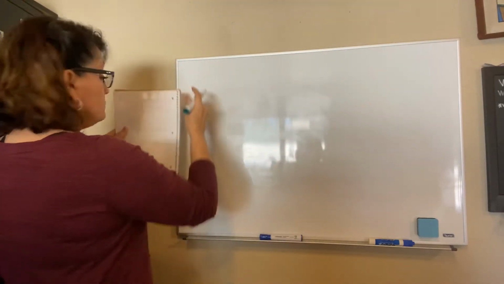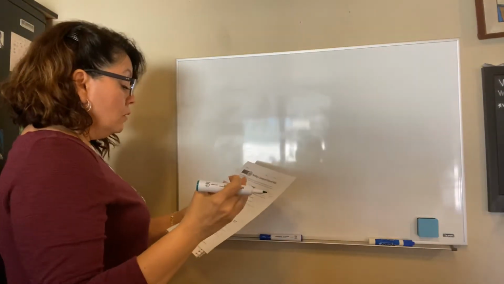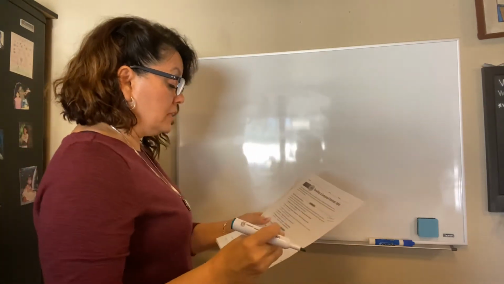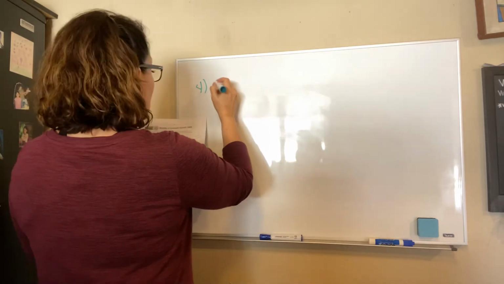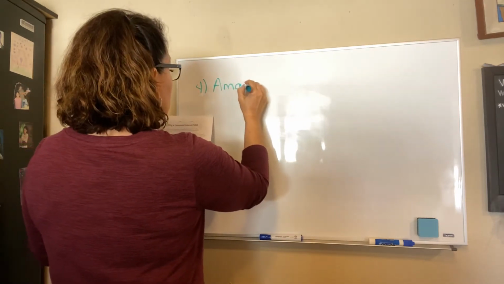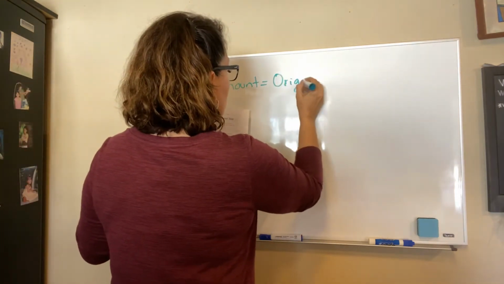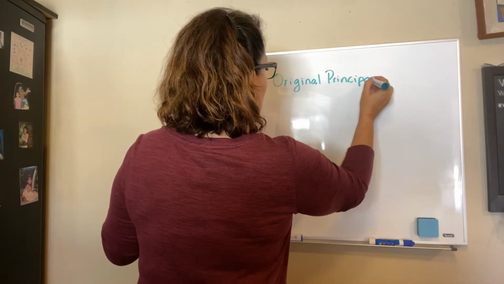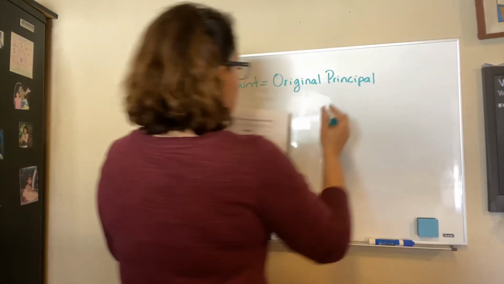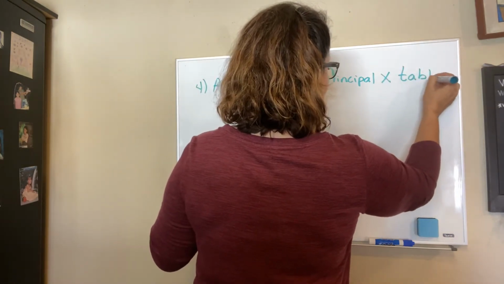What do I have to do next? Okay, number 3, we already used it, the compound interest table. And number 4, I'm gonna grab the amount. It is equal to the original principal, times whatever we find on the table.